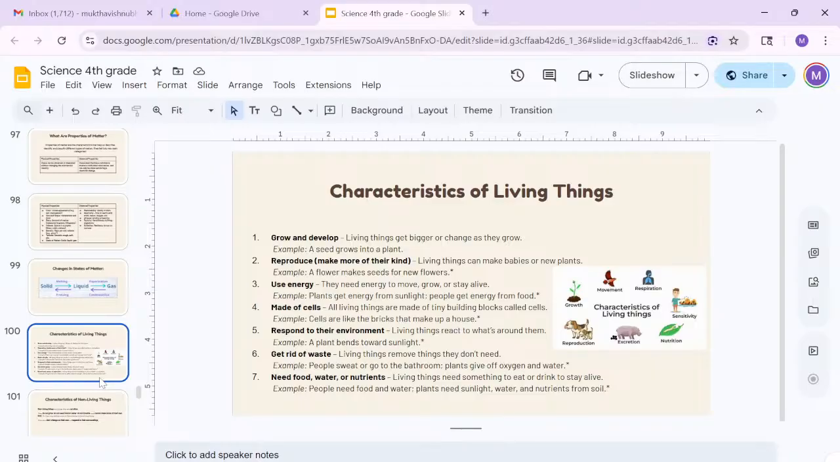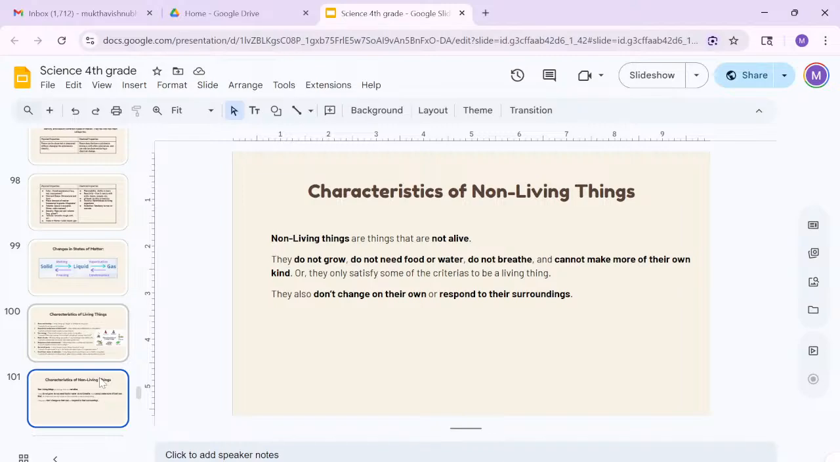When they see new things, they're able to tell. A rock doesn't do all these things. A rock doesn't grow and develop. It doesn't reproduce. Sometimes an object can do some of these things but not do all of them. And if it only does some of these things, then it's not living. For example, if you have a toy that reacts to your environment, just because you press a button and it reacts doesn't mean it is a living thing.